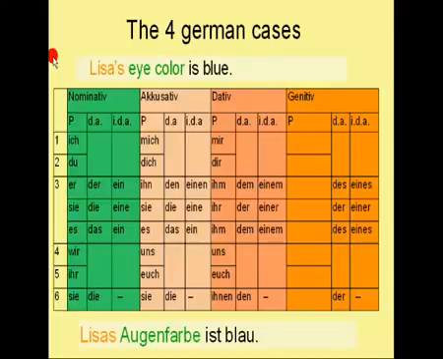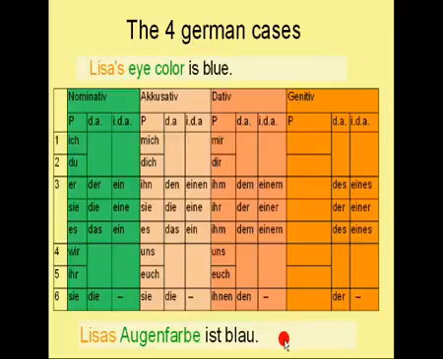Now let me show you this by an example. Lisa is a proper name, and Lisa doesn't end in S. The sentence in English reads Lisa's eye color is blue. So in German, we add an S to the proper name Lisa, and we would read it: Lisas Augenfarbe ist blau.